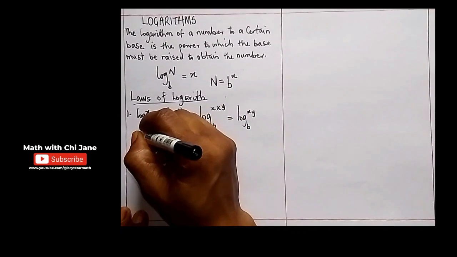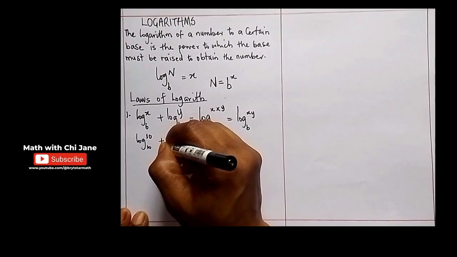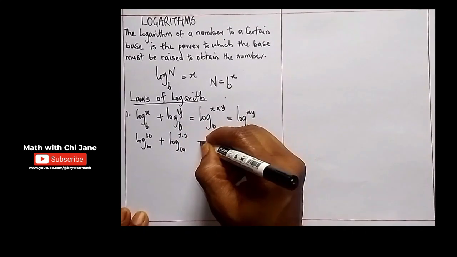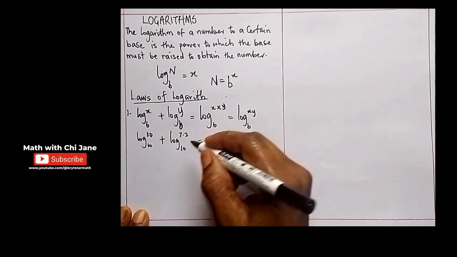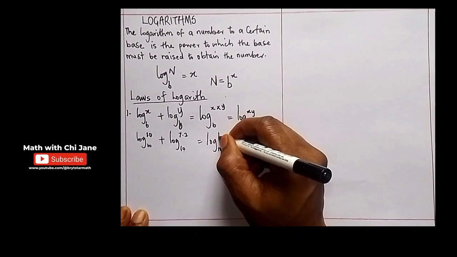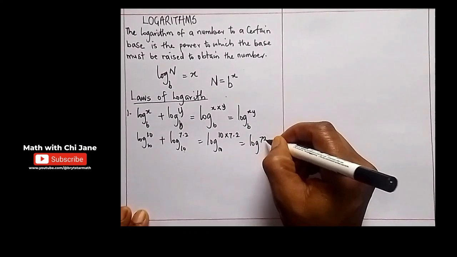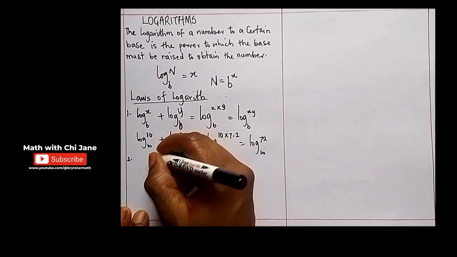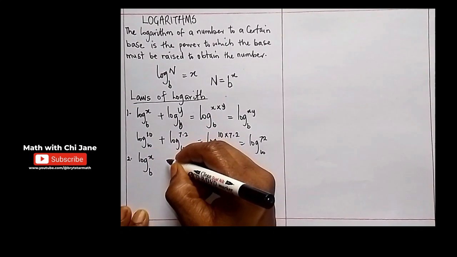Now if you are given an example of this, where we have log 10 base 10 and log 7.2 base 10, remember what you do is multiply the numbers. This is the number, this is the base. Multiply them, they share the same base. So log base 10, that's 10 times 7.2, that gives us log 72 base 10. That's for the multiplication.